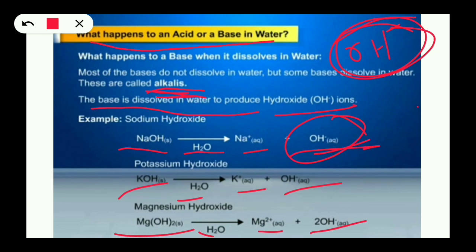But one statement you have to remember, children: all alkalis are bases, but all bases are not alkalis, because all bases are not soluble in water. Understood my point, children? All bases are not soluble in water. So all bases are not alkalis, but all alkalis are bases. So what are alkalis? The bases which are soluble in water are called alkalis. So sodium hydroxide is an alkali, potassium hydroxide, magnesium hydroxide. So a few bases are soluble in water and a few bases are not soluble in water, children.